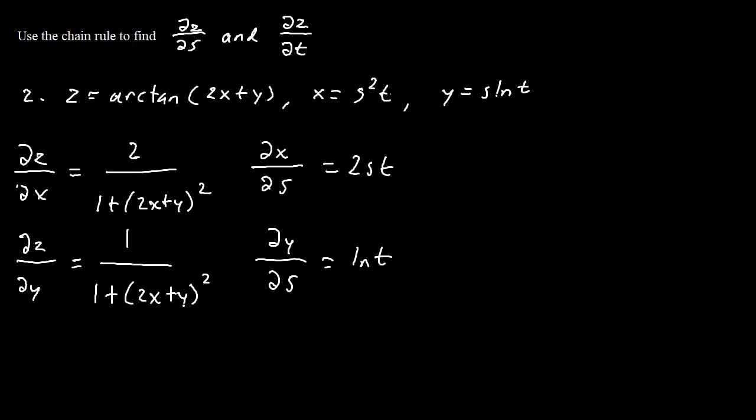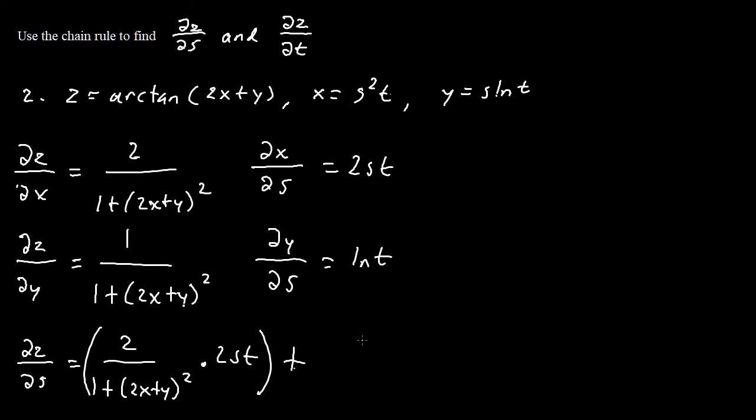And so if I plug everything into the formula now, the partial derivative of z with respect to s is going to be equal to the partial derivative of z with respect to x, which we found to be 2 over 1 plus (2x plus y) squared, times the partial derivative of x with respect to s, which is 2st, plus the partial derivative of z with respect to y, which is 1 over 1 plus (2x plus y) squared, times the partial derivative of y with respect to s, which is the natural log of t.